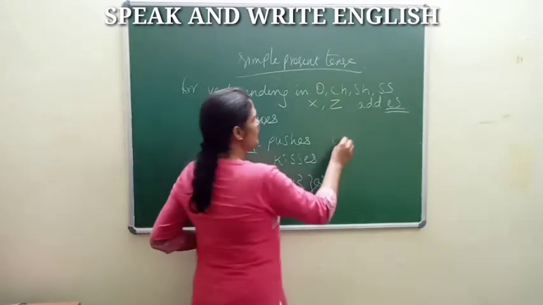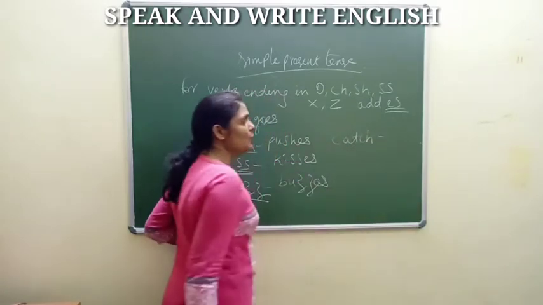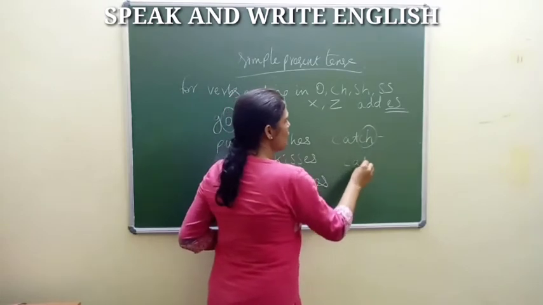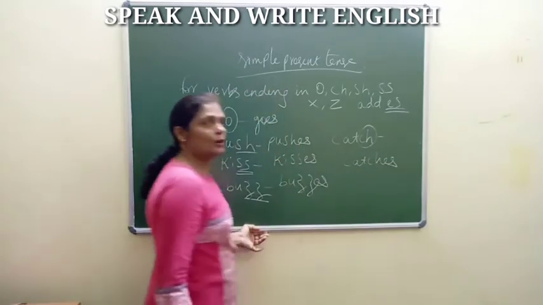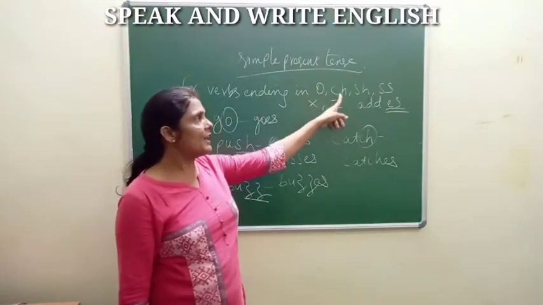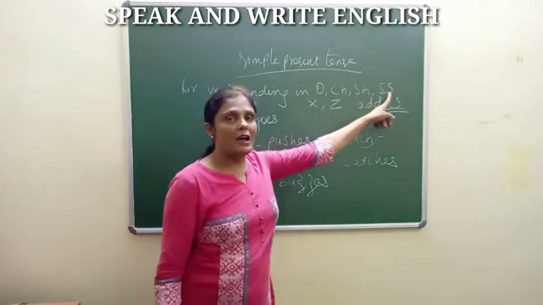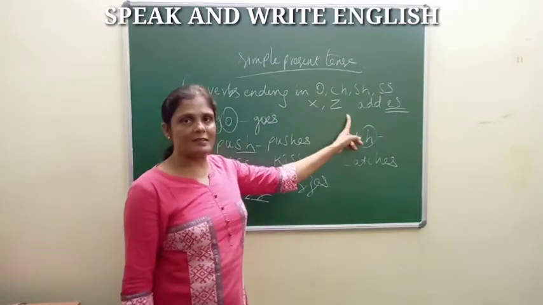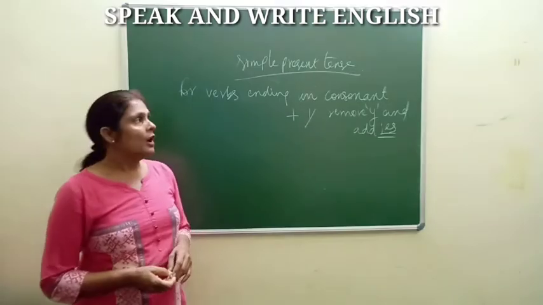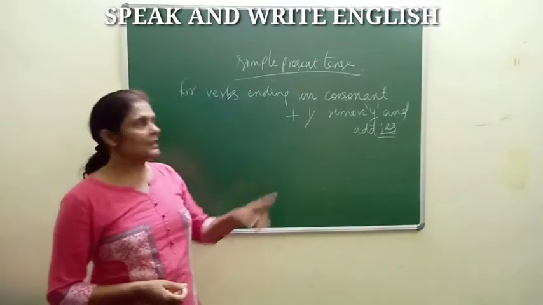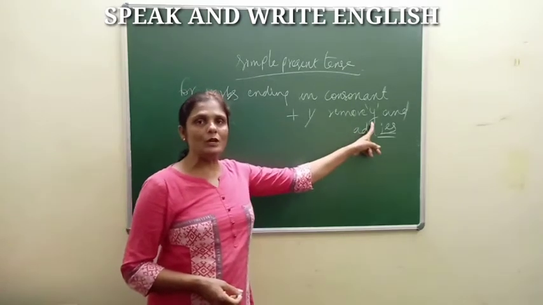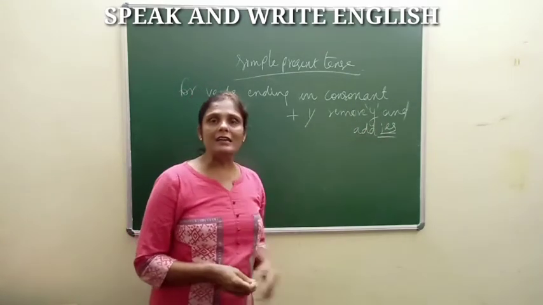If I take the verb catch, ending with CH, we make it catches. So whenever the verbs end with O, CH, SH, SS, X and Z, we add ES to those verbs. For verbs ending in a consonant plus Y, we need to remove the Y and add IES to it.